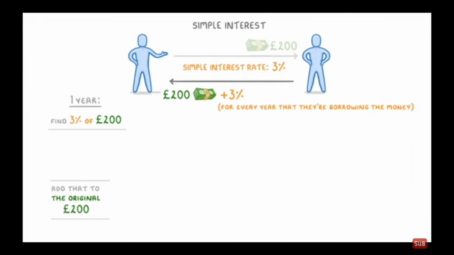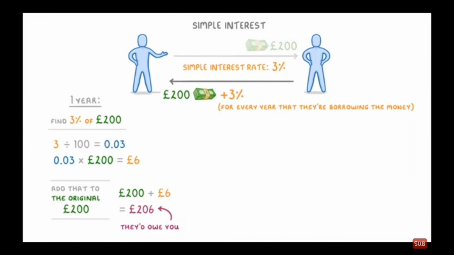We've already covered how to find a percentage of a number in another video, but the technique that we'll use here is to take the percentage number, so 3, divide it by 100 to turn it into a decimal, so 0.03, and then multiply that by the number that you want a percentage of. So because we want 3% of £200, we do 0.03 times 200, which is £6. And now that we know that the interest would be £6 a year, we just add that to the original £200 to find out that the person would owe you £206.